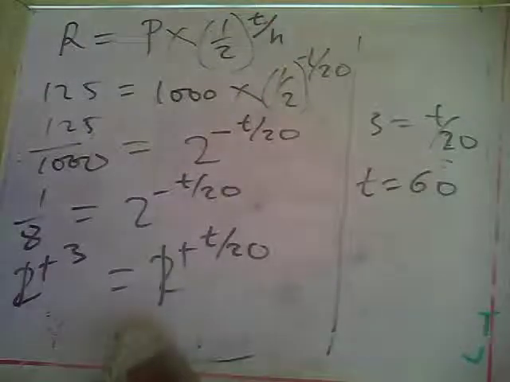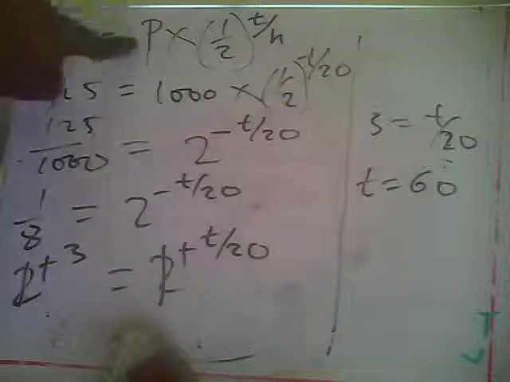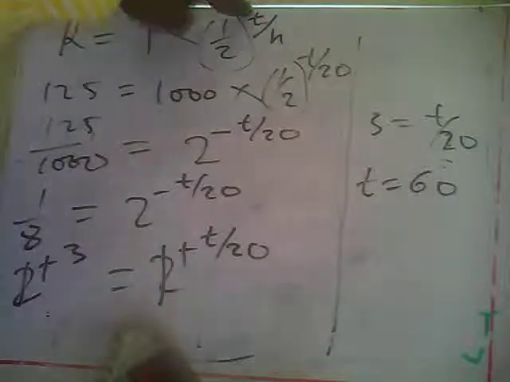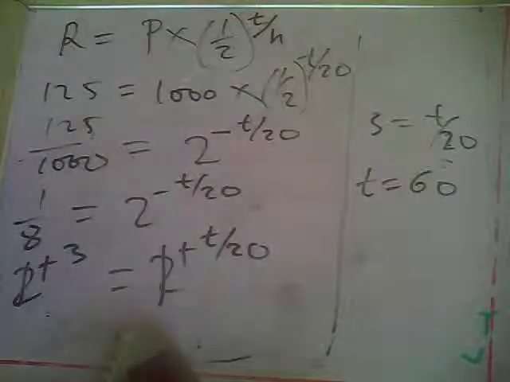Remember from this formula, this is the particle remaining after decay has taken place, this is the initial particle, this is the time taken for the initial particle to become the remaining particle, and this is the half-life. Right, thank you very much.